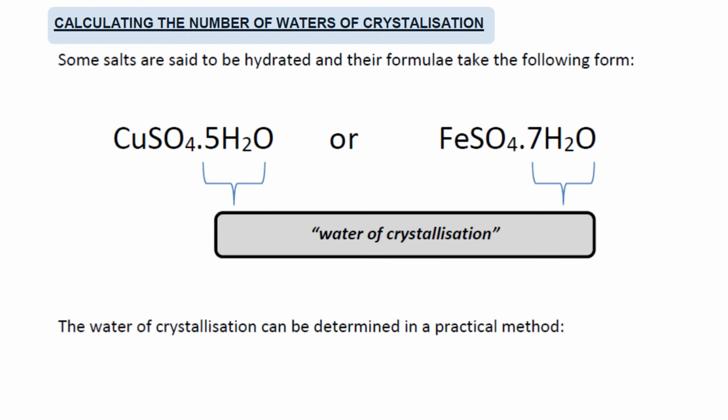Other ones might have 4 waters. So it can be an exam question where you've got to work out how many waters are in this formula. Could be 5, could be 7, could be 4, but it's always a whole number. And we use a very similar method to what we've done previously with empirical formula. Okay. So the water of crystallization, the number of waters, can be determined in a practical method and then doing some calculations afterwards.